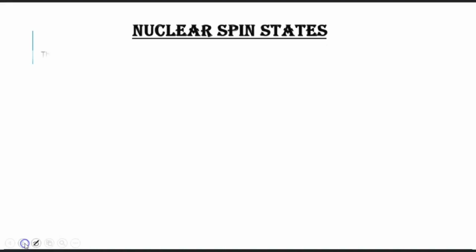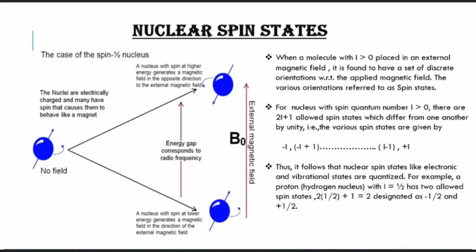So proceeding further in the following topic, when a molecule with I value greater than 0, that could be I equal to 1, 2, 3 and so on, when such a molecule with this value of I is placed in an external magnetic field, it is found to have a set of discrete orientations with respect to the applied magnetic field. These various orientations are referred to as spin states.